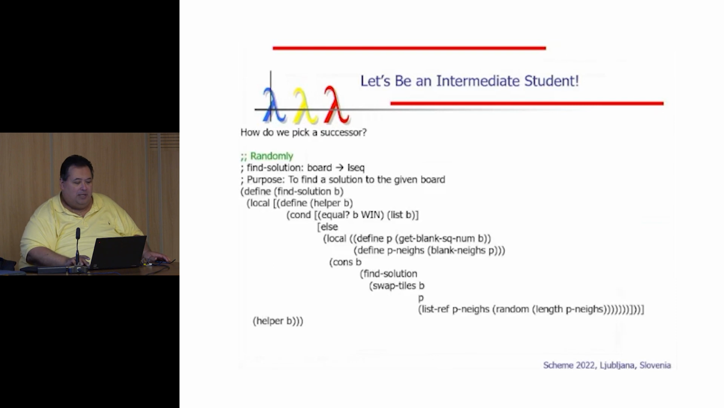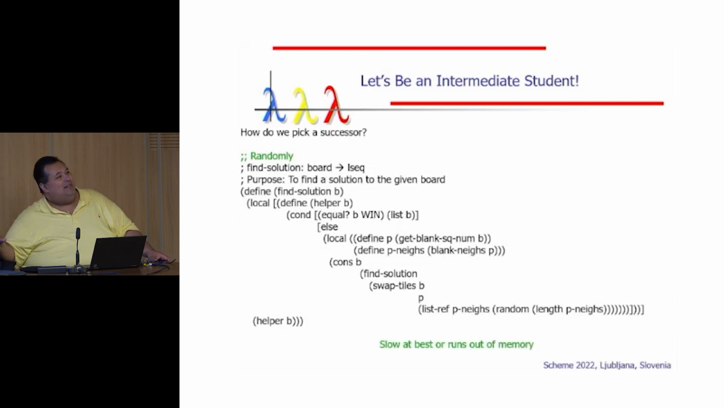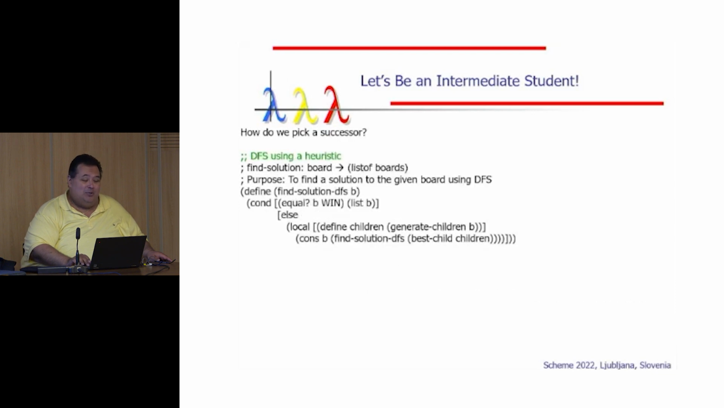And the first thing that comes to mind is do it randomly, right? And I say, okay, let's see. So we're going to figure out where the blank space is, we're going to get the neighbors of the blank space, and then we're going to swap 2 tiles, the blank space, which is indexed by P, with what? Some random neighbor of the blank space, right? Okay, sounds reasonable. Not really, right? Because it's slow at best and it runs out of memory frequently, right? And I have to tell you, a video game that doesn't work, that's the worst thing, right? There's nothing worse in the world than that, right? So we need to do better, right?